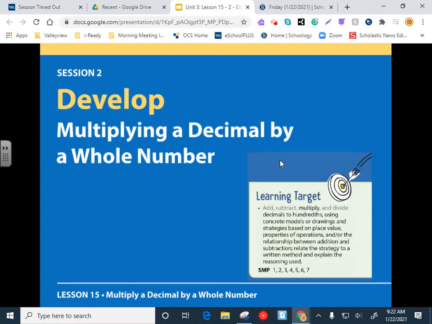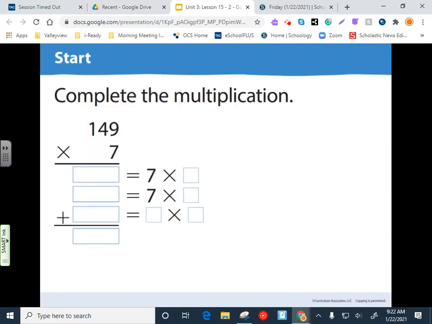All right, so we are moving on to session two for lesson 15, and we're still multiplying a decimal by a whole number. We're just getting a little bit more practice, and I just want to reinforce a couple things as we go. So let's get started with our warm up. So this warm up has us complete the multiplication. Now, I do want to show you guys how there's two different ways to do it.